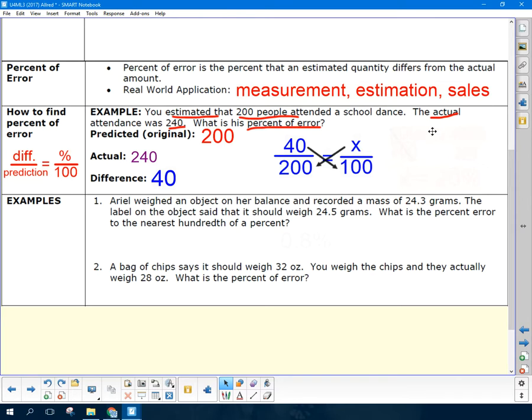Cross multiply and divide. 200 times x is 200x. 40 times 100 is 4,000. If you divide both sides by 200, like we've been doing a couple times here in this unit, then you get 20%, a 20% error on that prediction.